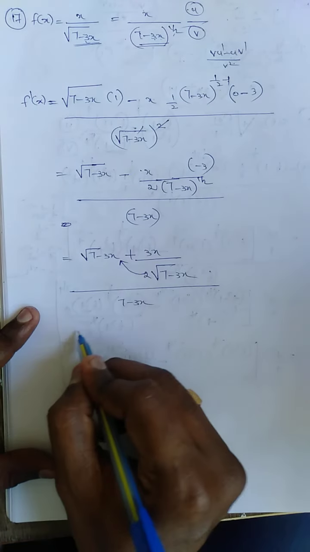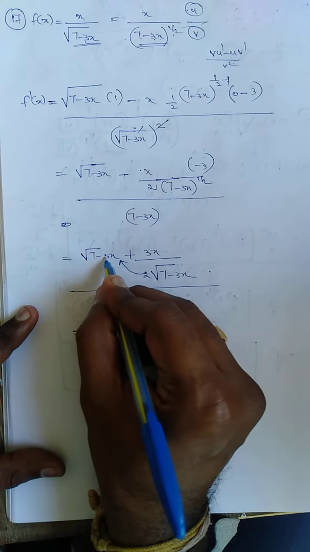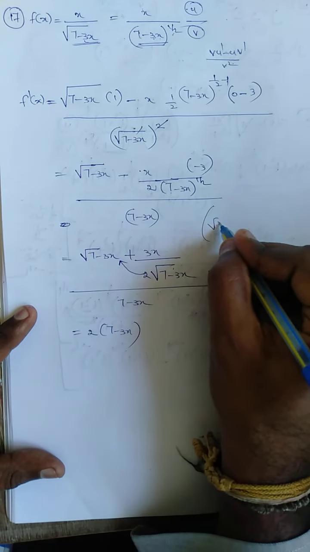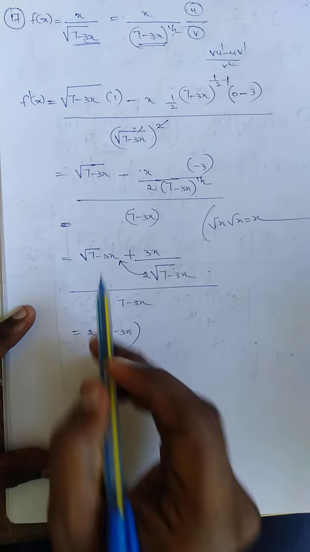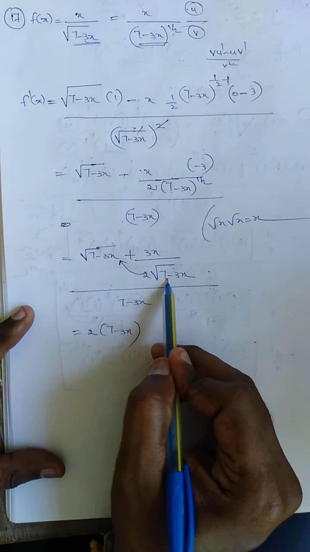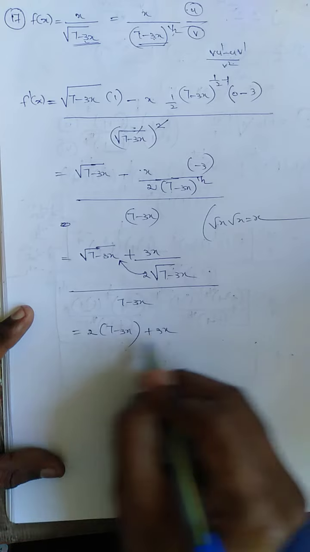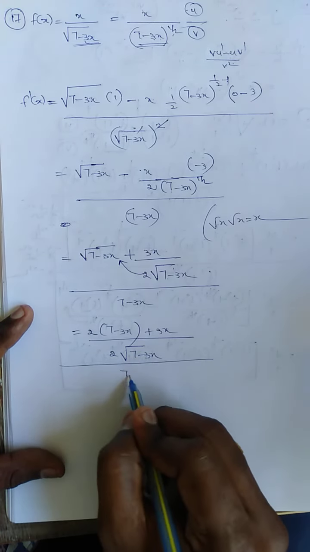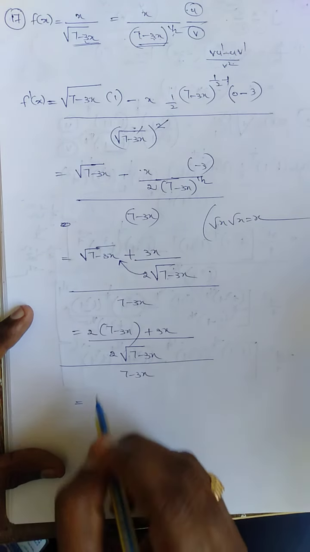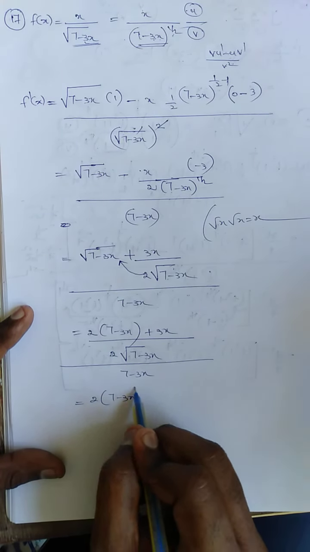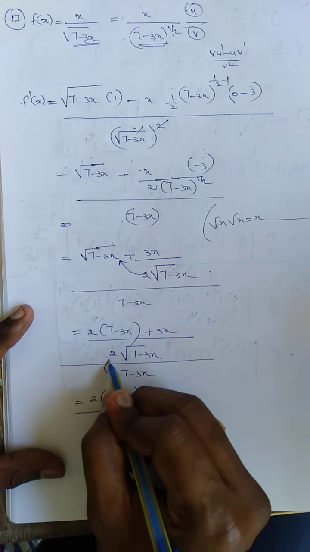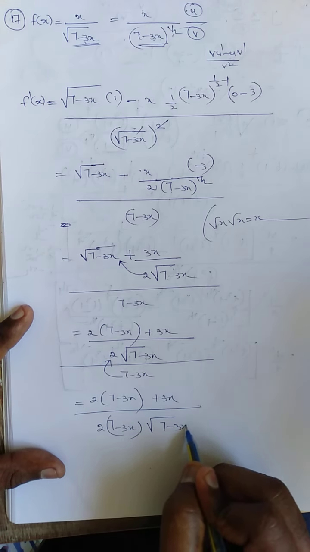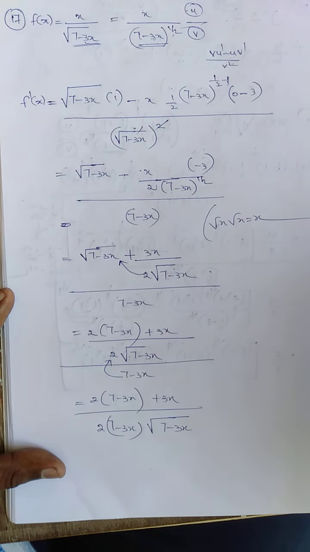Now cross multiply here. 2 square root of 7 minus 3x into square root of 7 minus 3x becomes 7 minus 3x. You know, square root of x into square root of x is nothing but x. Square root of 7 minus 3x into square root of 7 minus 3x becomes 7 minus 3x, plus 3x, divided by 2 into square root of 7 minus 3x, whole divided by 7 minus 3x. So the answer becomes 2 into (7 minus 3x) plus 3x; both will be multiplied. 2 into (7 minus 3x) into square root of 7 minus 3x. This is the required answer.